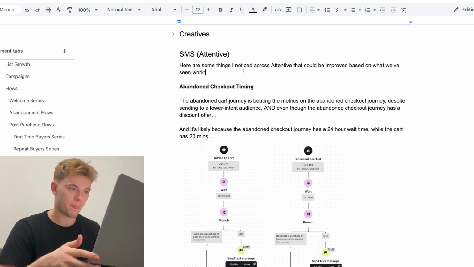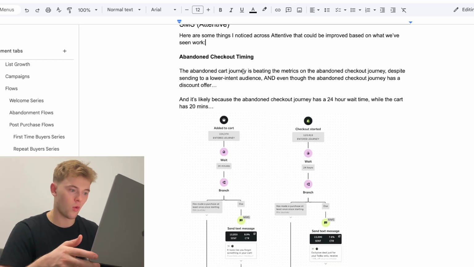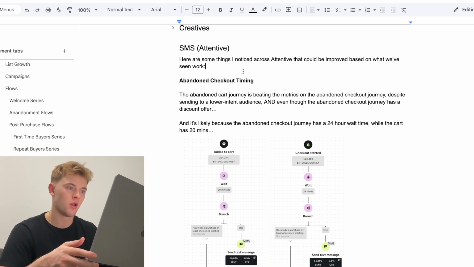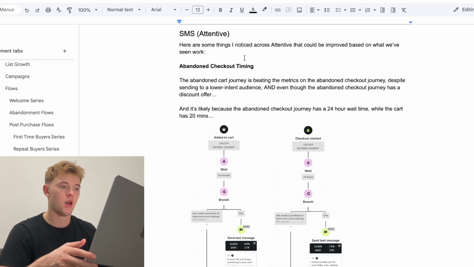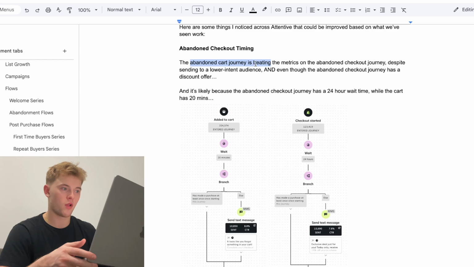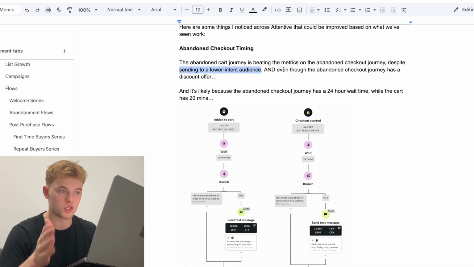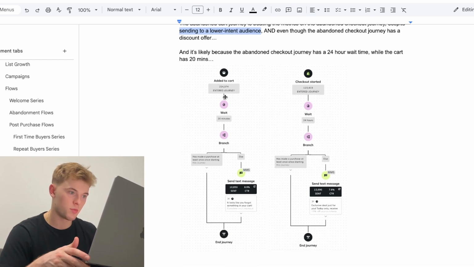Now, there was only one thing that I noticed in their SMS that I'm going to go over here, and it was their abandoned checkout timing. Essentially, the abandoned cart flow was beating the metrics on the abandoned checkout flow despite sending to a lower intent audience, which is natural because it's added to cart versus abandoned checkout. And the abandoned checkout flow had a discounted offer in it, and the abandoned cart didn't, but the abandoned cart was still beating it.